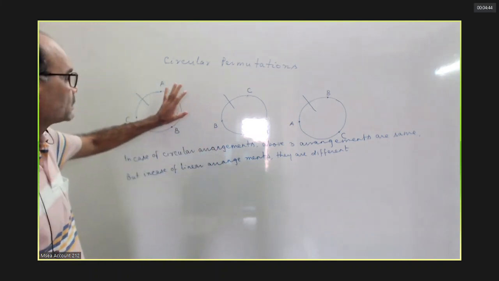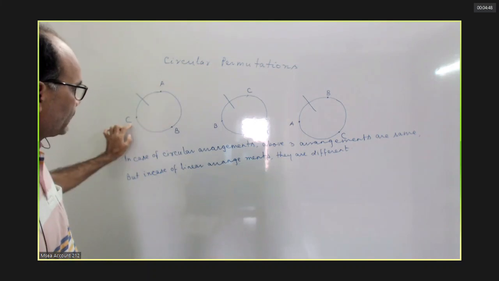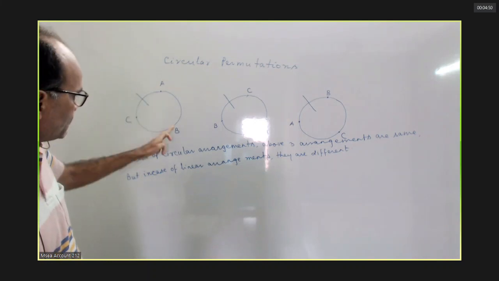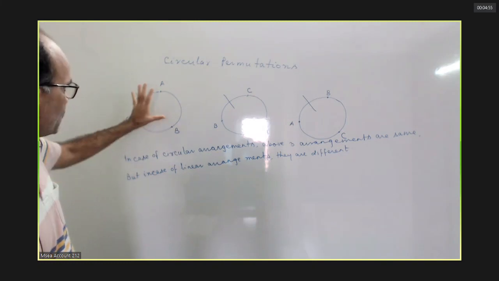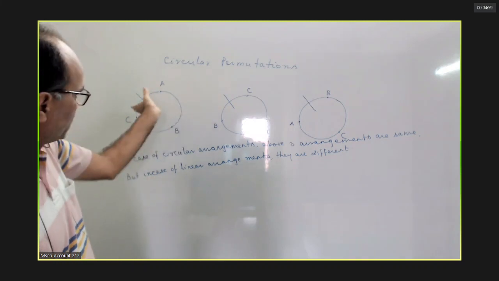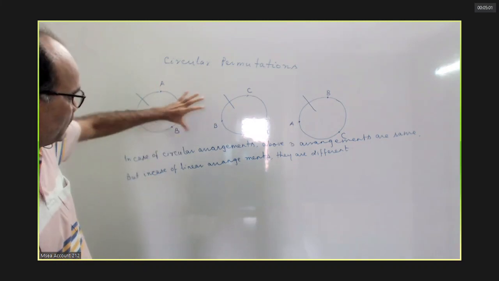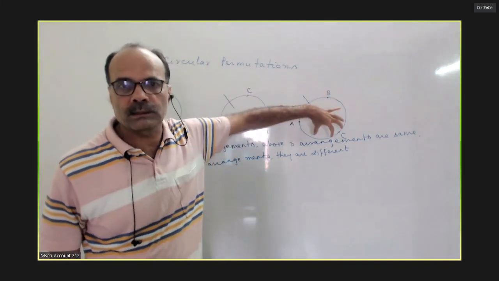Suppose we have three distinct objects A, B, C, and these are three different seats on a circular table. Just rotate it by 120 degrees, you will get this one. Rotate it by 120 degrees again, you will get this arrangement.